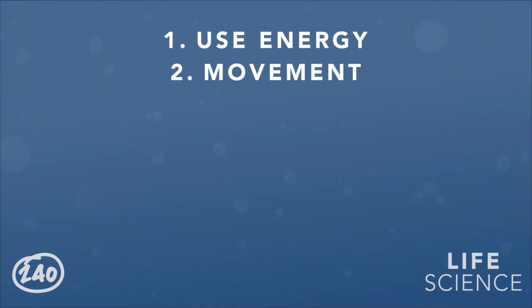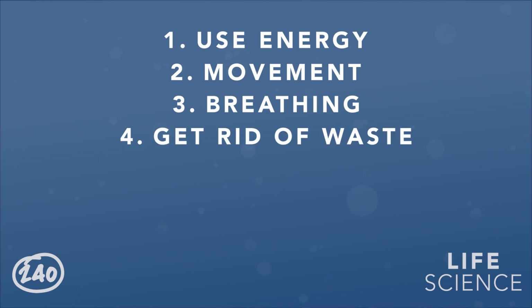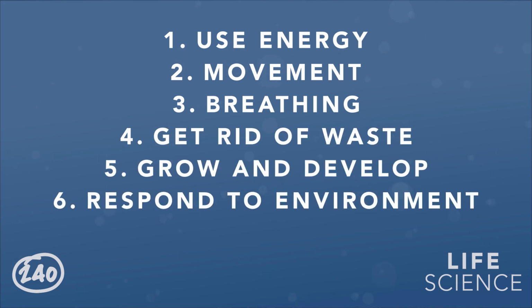The first is you have living organisms and then non-living things, and you really need to know what defines the difference between the two. For instance, there's 7 characteristics of a living organism. They use energy, they have movement, they breathe, they get rid of waste, they grow and develop, they respond to their environment, and they reproduce. Now, some non-living organisms could have some of those characteristics, but a living organism is going to have all 7.